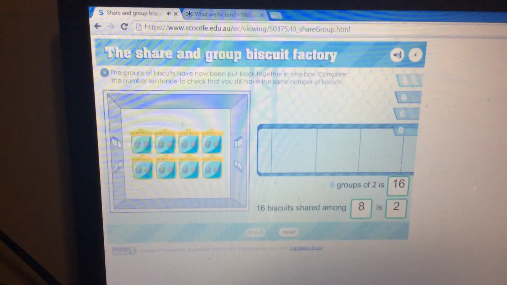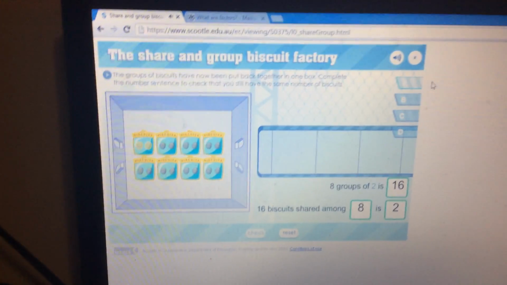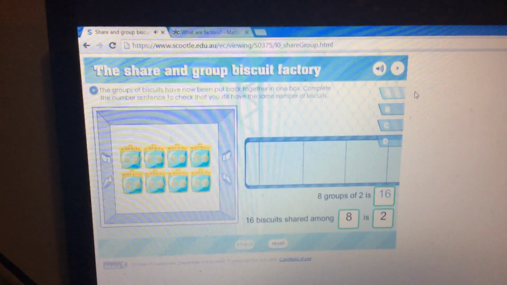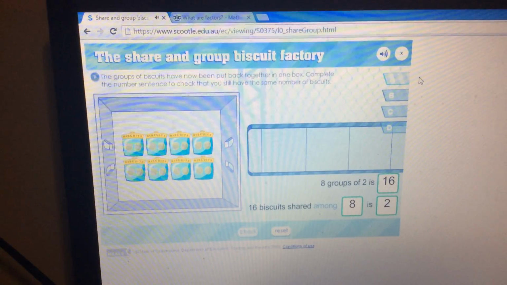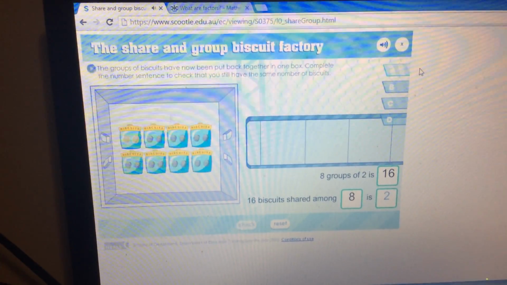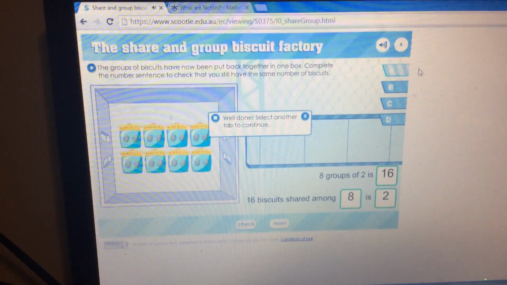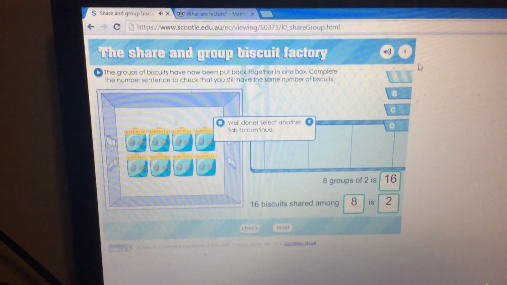That's right. 8 groups of 2 is 16. And 16 biscuits shared among 8 is 2. Well done. Select another tab to continue.